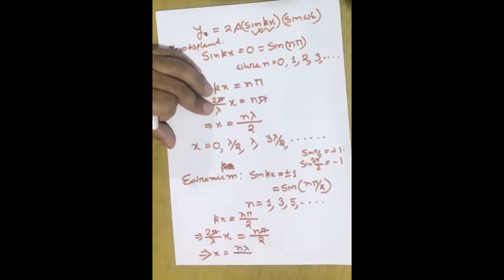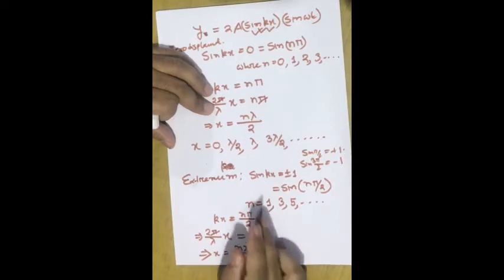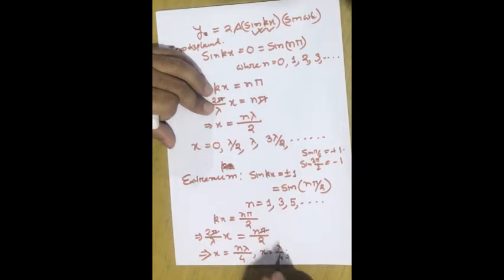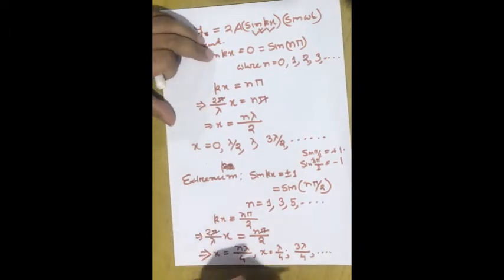Okay, x will be equal to n lambda divided by 2, which will come down here, so n lambda divided by 4. Okay, so for n is equal to 1, x is equal to lambda by 4. Okay, n is equal to 3, x is equal to 3 lambda by 4, and so on. Okay, so now a very interesting thing will come.